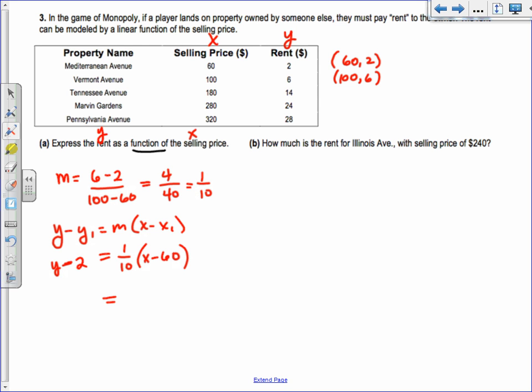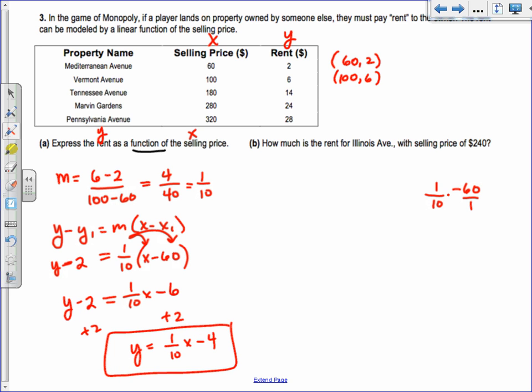Okay, so I'm going to distribute my 1/10. Multiply that in. So I'm going to get 1 over 10 x minus, you have 1 over 10 times negative 60 over 1. Do you guys see you get negative 6, right? Negative 60 over 10, which is negative 6. All right, so I have y minus 2. I'm going to add the 2 to both sides. So you get y equals 1/10 x minus 4. That's your answer.